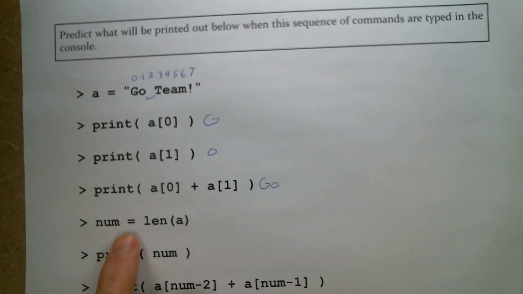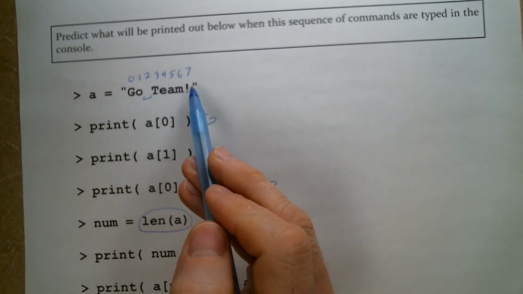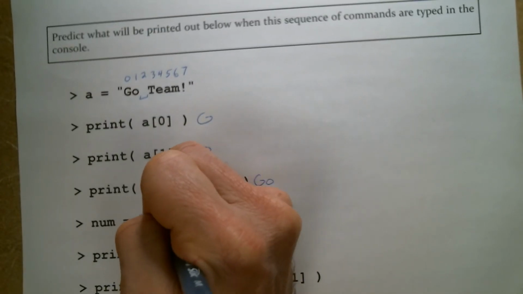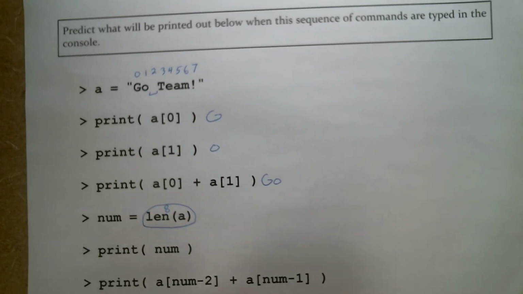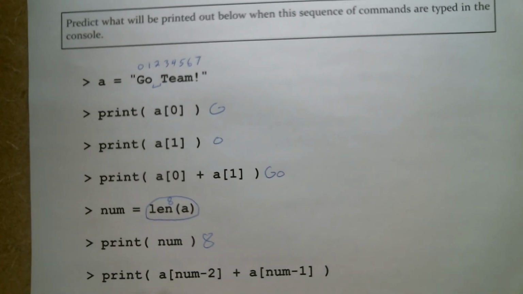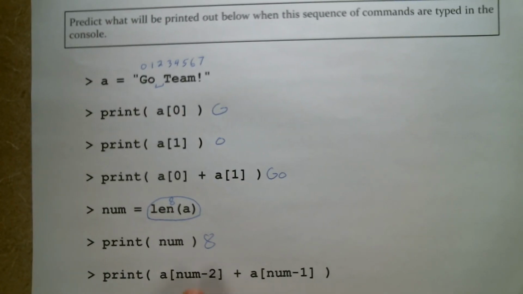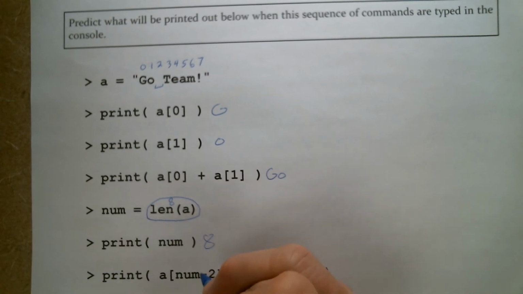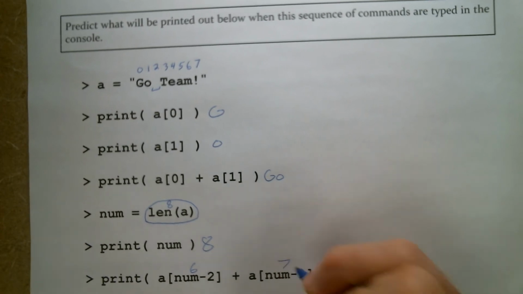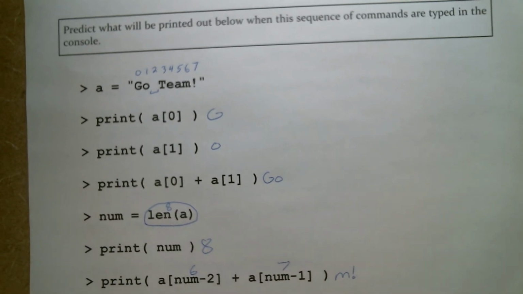All right, if I say num equals length of A, well, length of A is the length of the string, and even though it's numbered from 0 to 7, that means that this is going to produce an 8. So when I print num, I'm going to get the value 8. And if I say print num minus 2, I'm saying print 8 minus 2, or print 6. So this is going to give me index 6. This is going to give me index 7. Or put another way, it's going to give me the last 2 letters, which is M exclamation point.